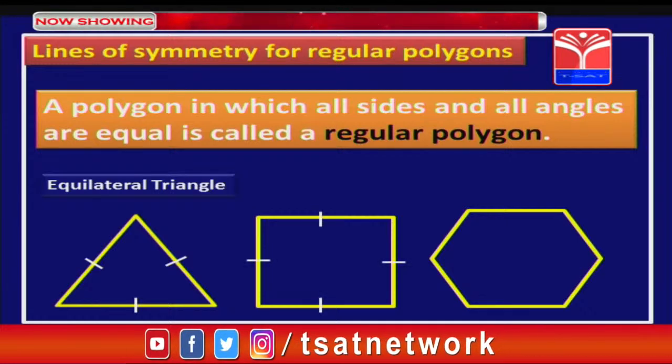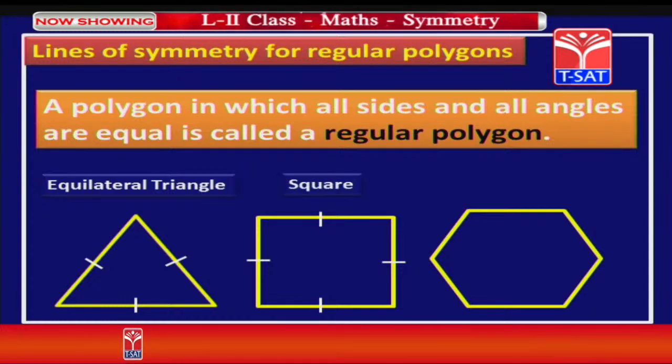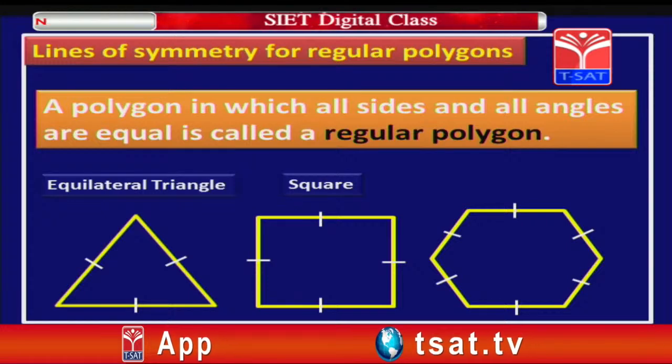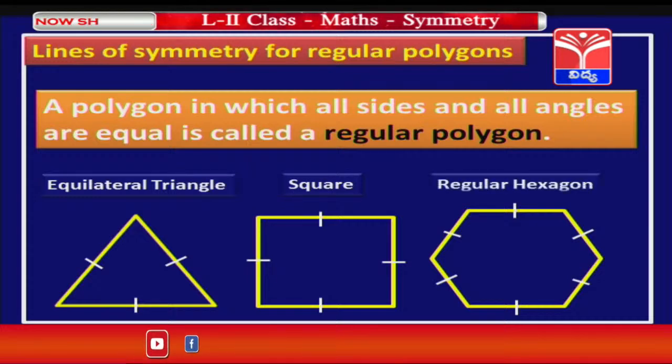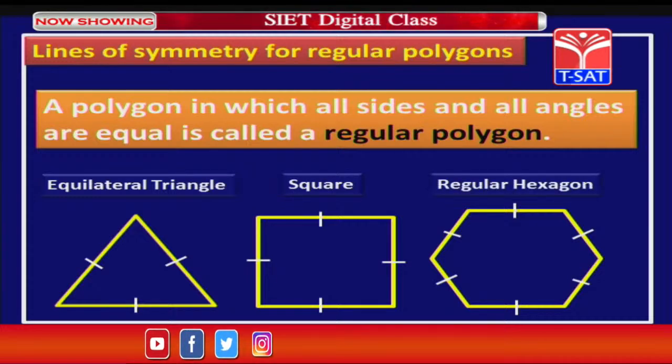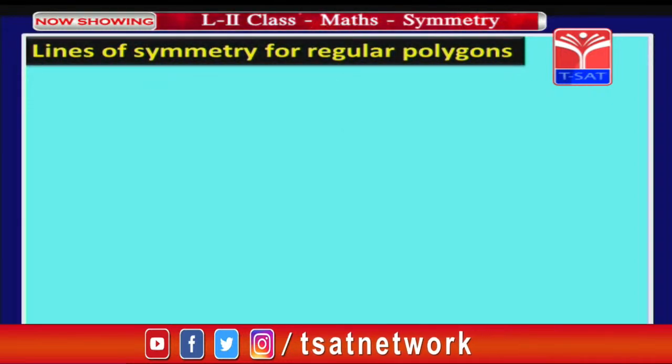And if you consider this square, all sides are equal. So, it is also a regular polygon. And then the last one, if you notice, all the 6 sides are equal. So, it is a hexagon, right. So, since all 6 sides are equal, I call it a regular hexagon. So, let us see the lines of symmetry for these regular polygons.